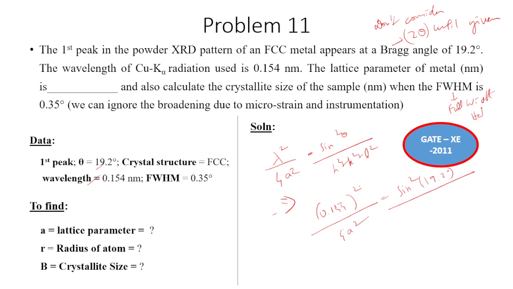Full width half maximum. Sometimes they use these kinds of short terms, right, sir? Yes, that's a very common term. We should remember FWHM, full width half maximum, or full width at half maximum. For the XRD peak, it is the width at half of the maximum peak value, which is somewhere around here. So that is the FWHM.